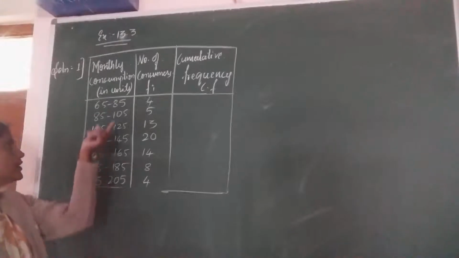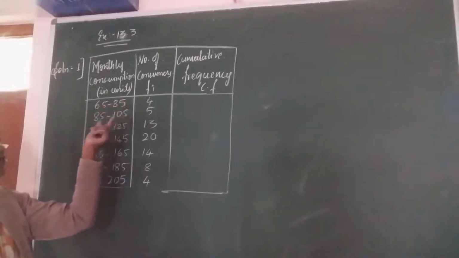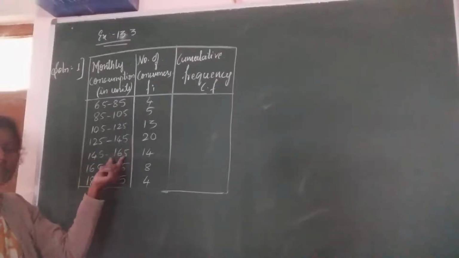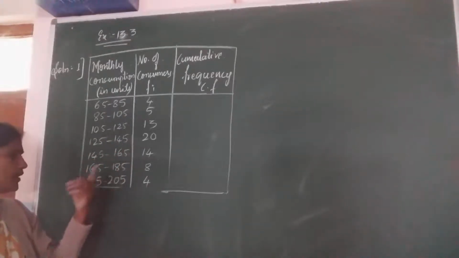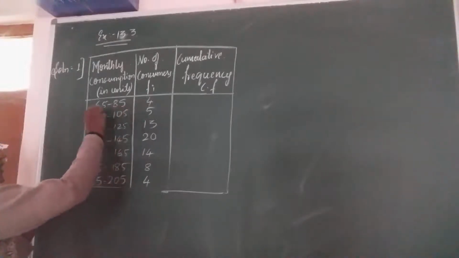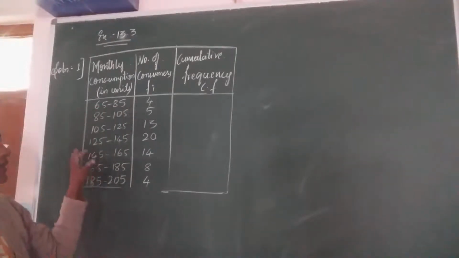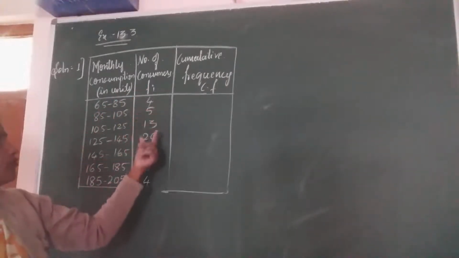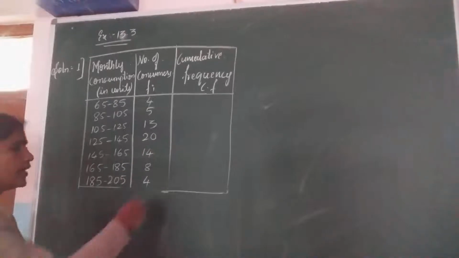So the class intervals are 65 to 85, 85 to 105, 105 to 125, 125 to 145, 145 to 165, 165 to 185, 185 to 205. The class size is 85 minus 65, which is 20. So 20 is the class size. The frequencies given are 4, 5, 13, 20, 14, 8, 4.